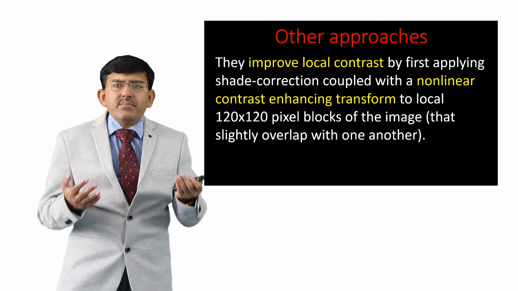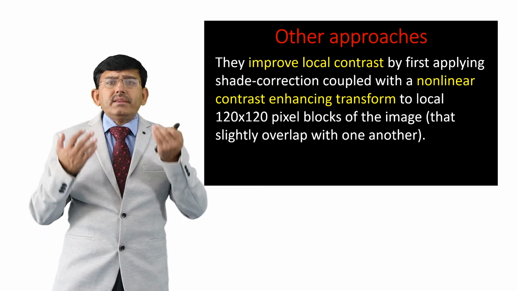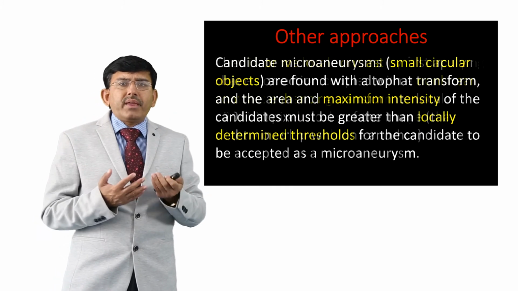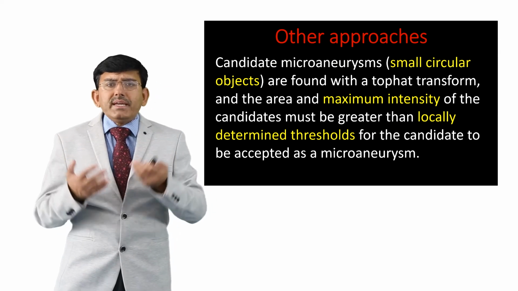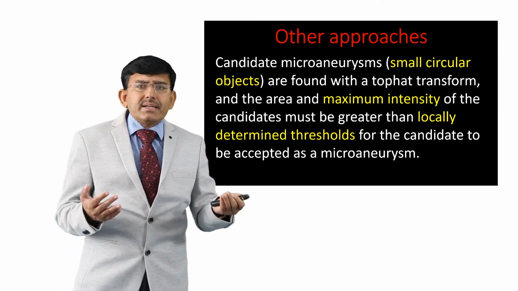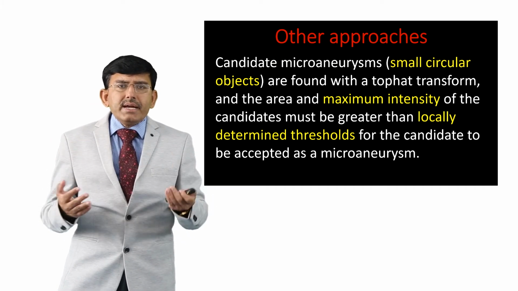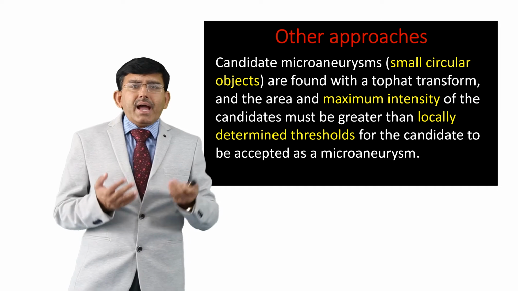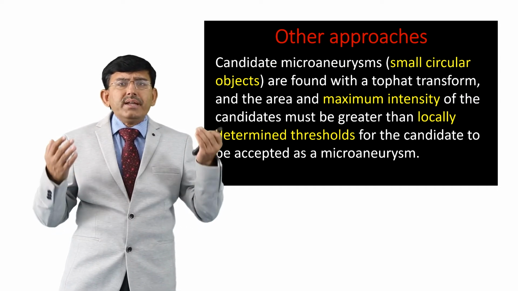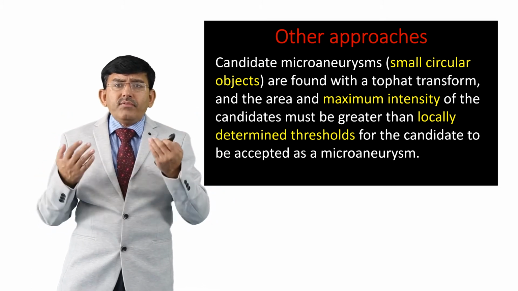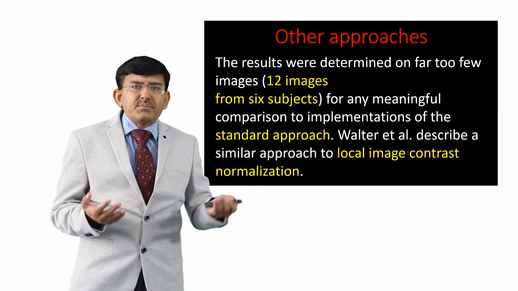Candidate microaneurysms, which are small circular objects, are found with a top-hat transform, and the area and maximum intensity of the candidate must be greater than a locally determined threshold for the candidate to be accepted as a microaneurysm lesion. The results were determined on far too few images, 12 images from 6 subjects.